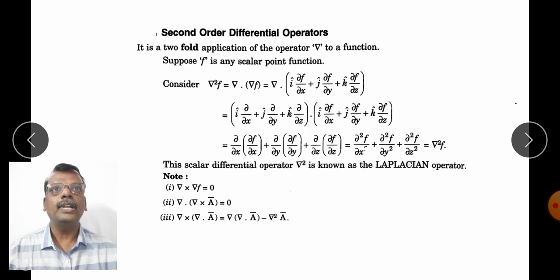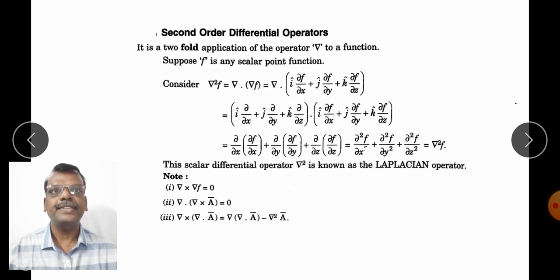It is a two-fold application of the operator del to a function. Now, del square is equal to del dot del, that is equal to dou square by dou x square plus dou square by dou y square plus dou square by dou z square, which is called the Laplacian operator. On this Laplacian operator, we have to apply a scalar point function f.